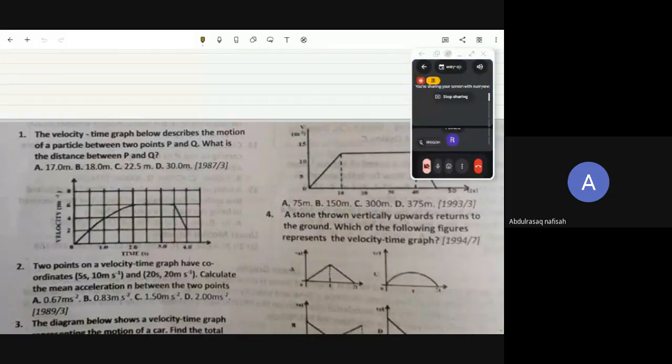Okay. Let's see the 1978 question, question 3. Let's check 1987. So the issue is that I don't even know where P is and where Q is. But nonetheless, I'll do something.